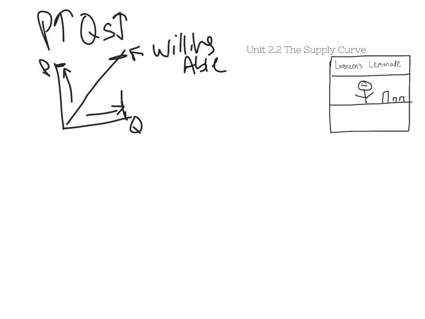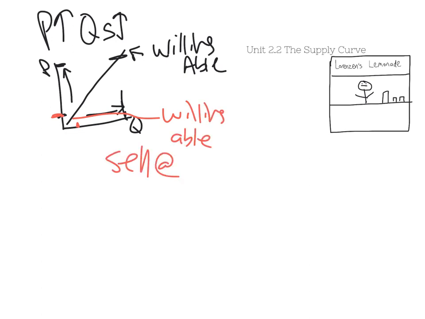But what about when the price is really low, or if the price is way down here? Price is down here, and the quantity is going to be very low. So that shows willing and able to sell at different prices. It's the willingness and ability to sell at different prices. That's going to be the supply curve. And what we're showing is the relationship between a change in price and a change in quantity.